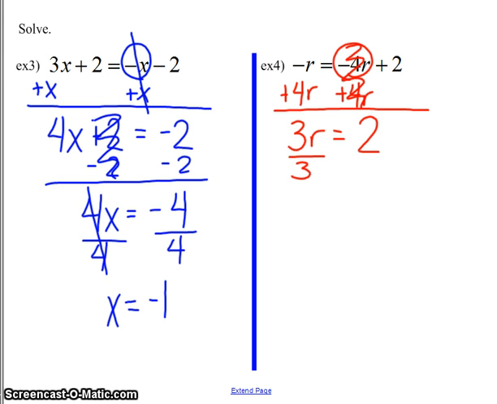Undo the times 3 through division. 3 over 3 cancels. R is now alone. And if you're given a situation where the division doesn't go evenly, remember you always have the option of just leaving it as a fraction. So R equals 2/3.